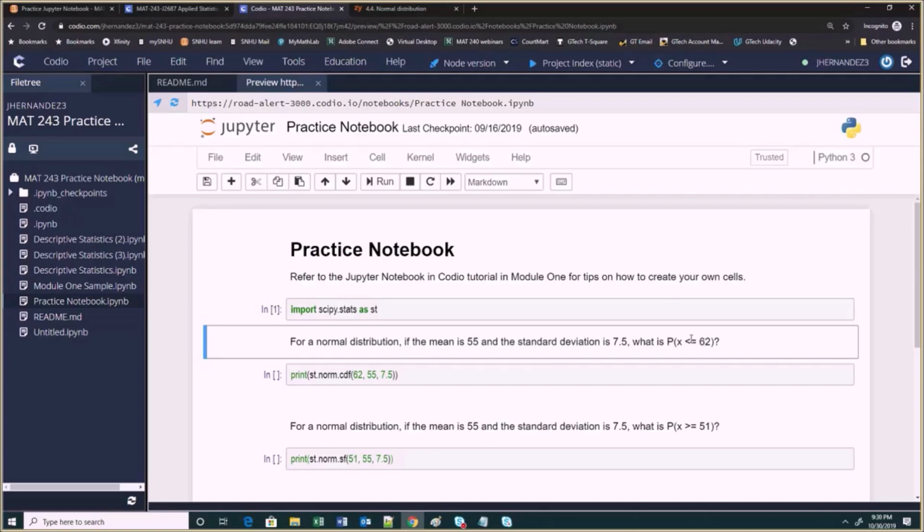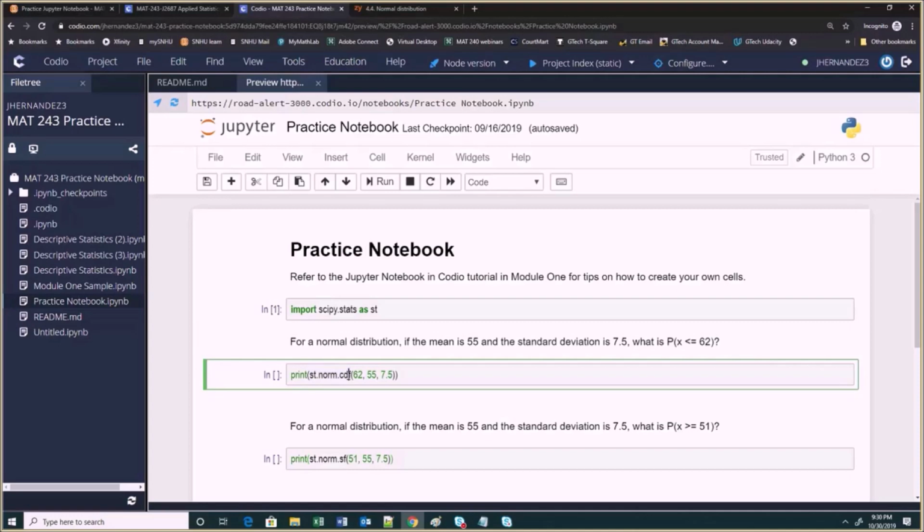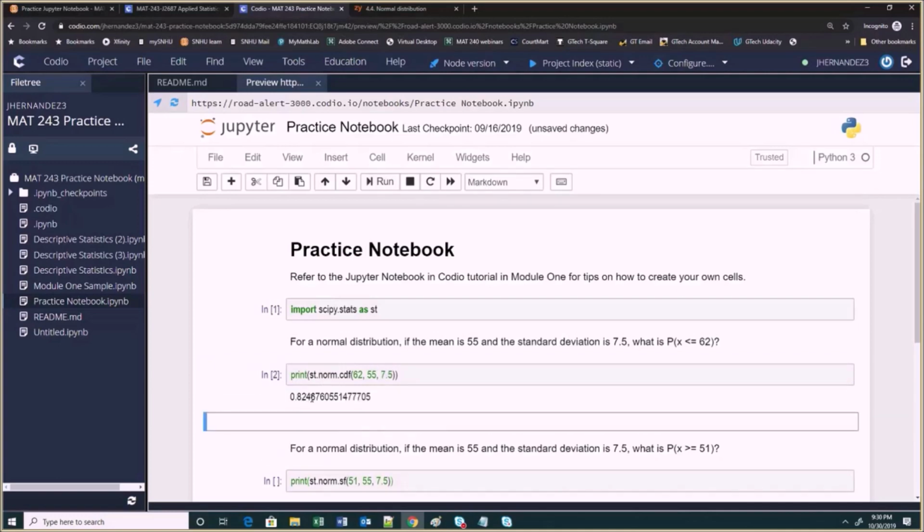When we are given the less than or equal to sign, we will use st.norm.cdf. .cdf is basically the method that we use whenever we have a less than or equal to sign. The first value that goes in the function is the critical score or critical value itself, that's 62. The second value that's input is always the mean, and the third value that's input is always the standard deviation. So let's run this, and we get 0.8246.